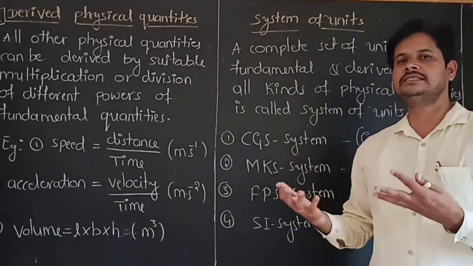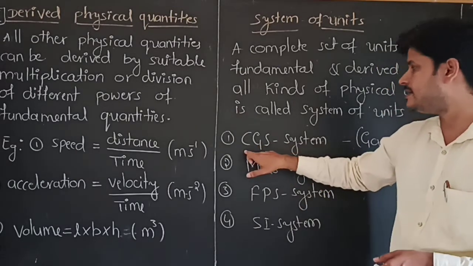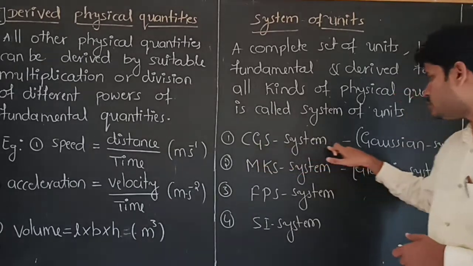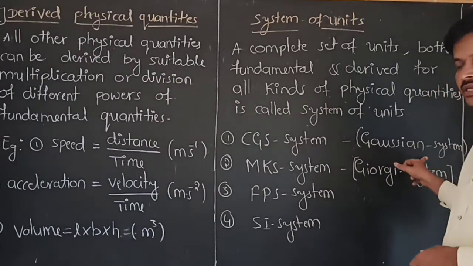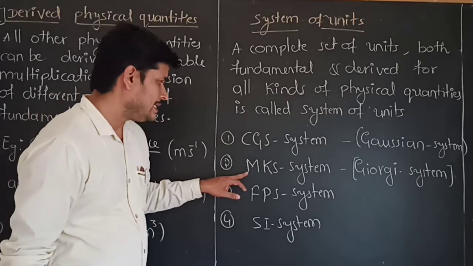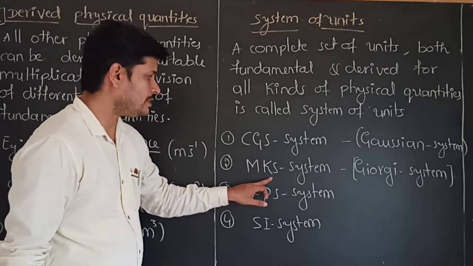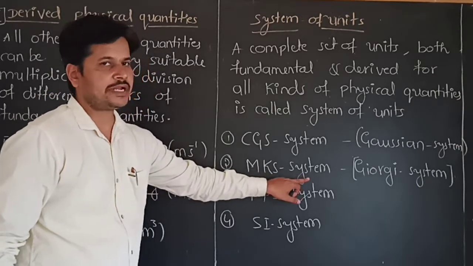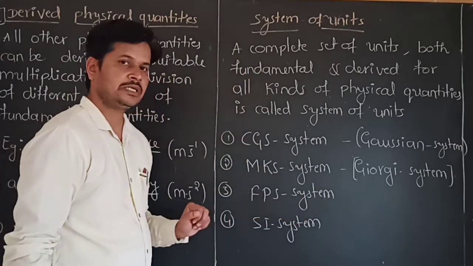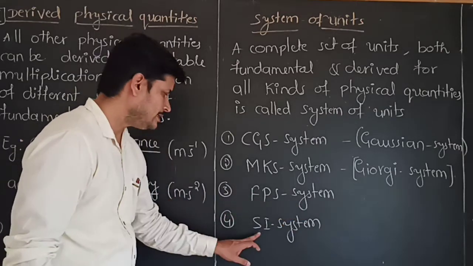There are different systems of units, like the CGS system. C means centimeter, G means gram, S means second. This is also known as the Gaussian system. And there is a second system, the MKS system. M means meter, kilogram, second system. FPS system: foot, pound, second system, right?